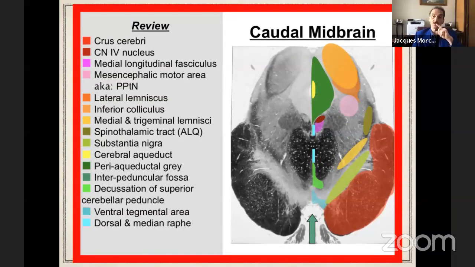That takes us now to the caudal midbrain. You can see clearly the periaqueductal gray here. You can see the medial and trigeminal lemnisci in orange right here, the lateral lemniscus. You can see the cerebral aqueduct and so forth. You can see the MLF.